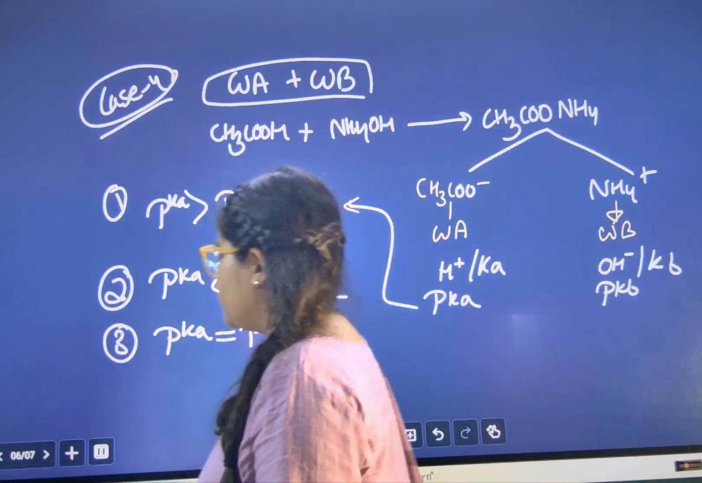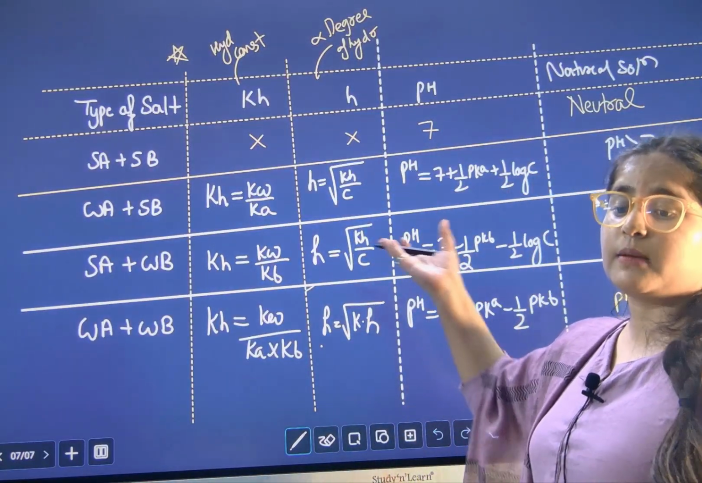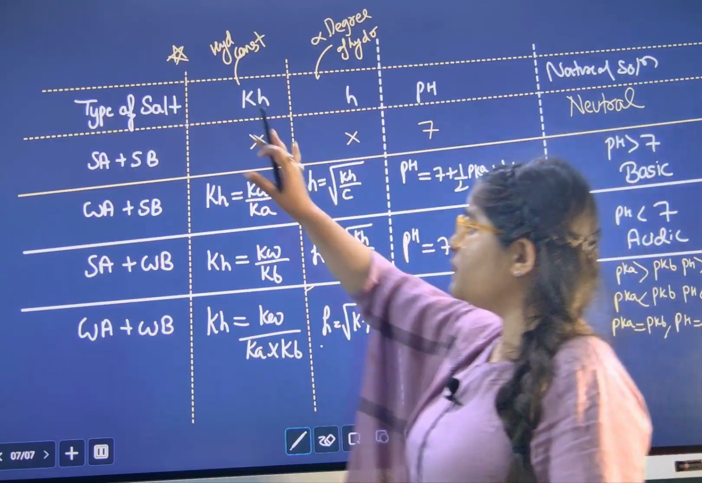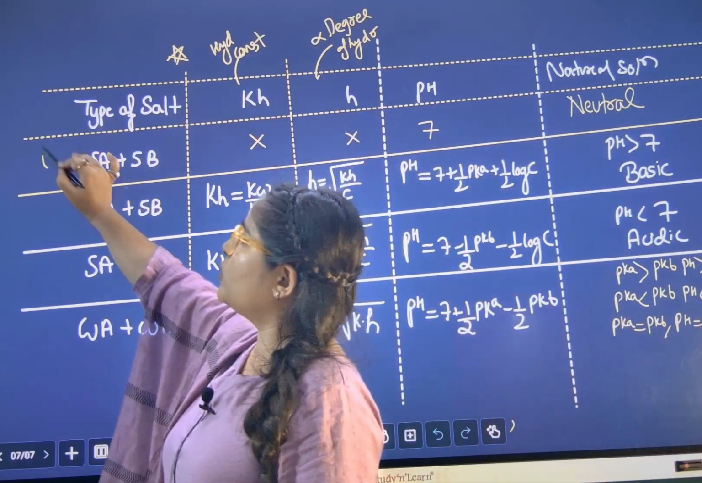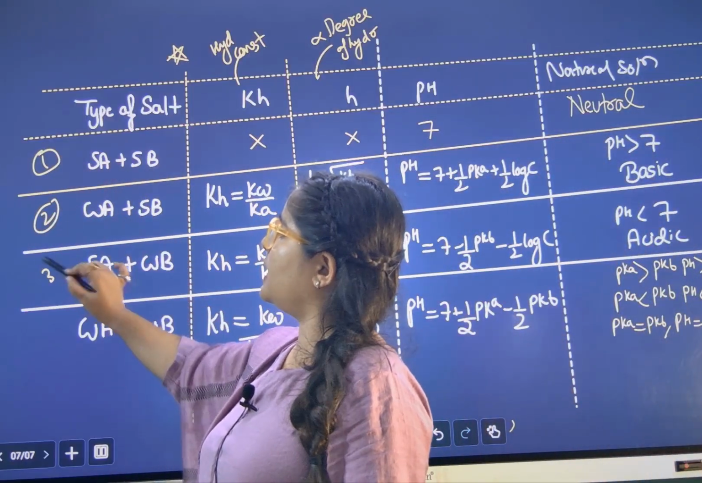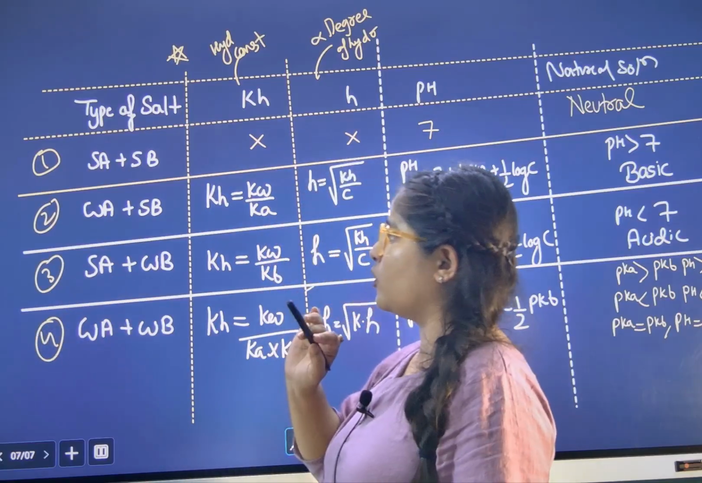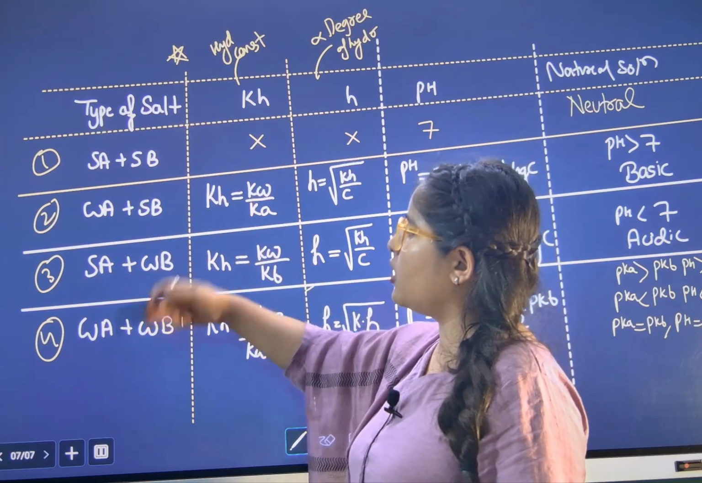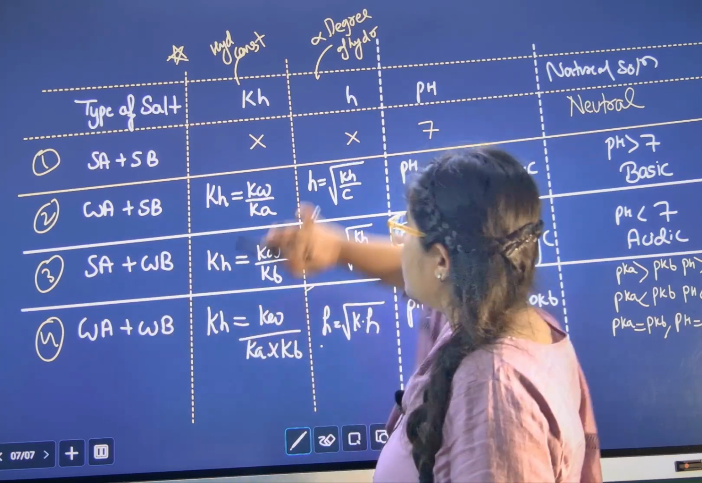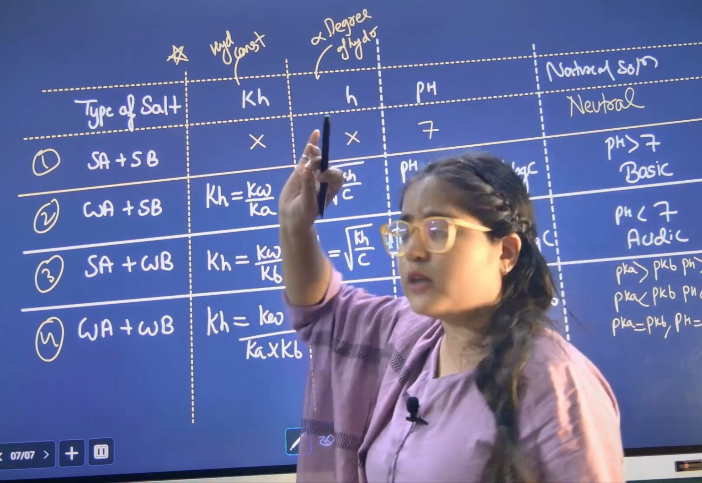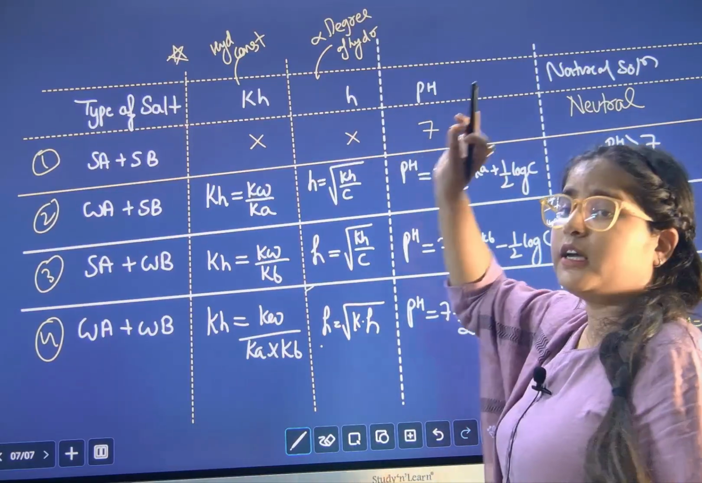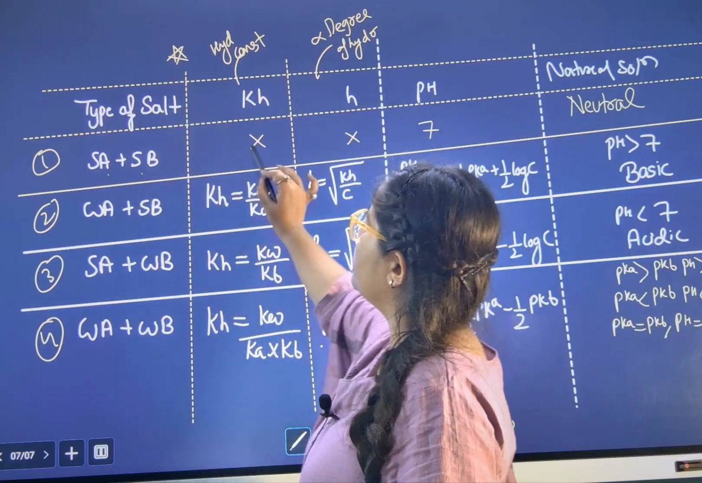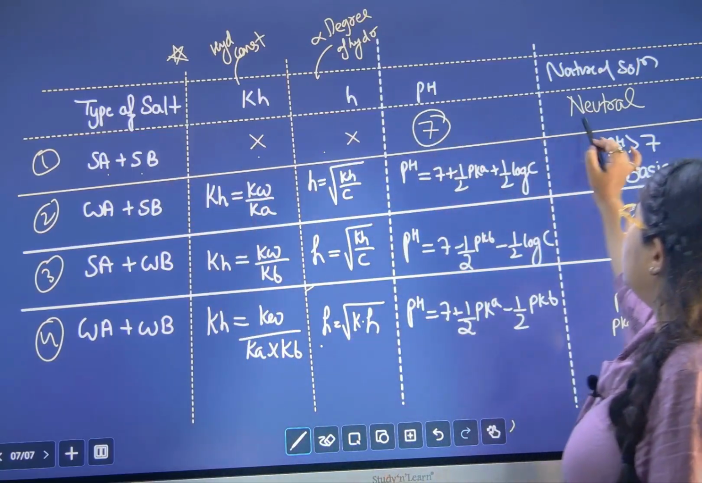Let us see the summary of the entire formula. This is the summary of the formula for salt hydrolysis. If salt is given, what is the first step? To analyze which case it belongs to, what type of salt it is: strong acid strong base, weak acid strong base, strong acid weak base, or weak acid weak base. Kh is the hydrolysis constant. h here is the degree of hydrolysis, similar to alpha. For strong acid, strong base, I have told you no hydrolysis, pH will be 7, neutral.